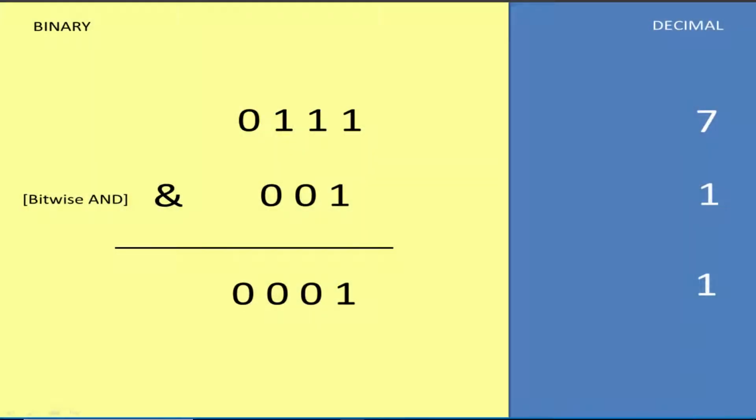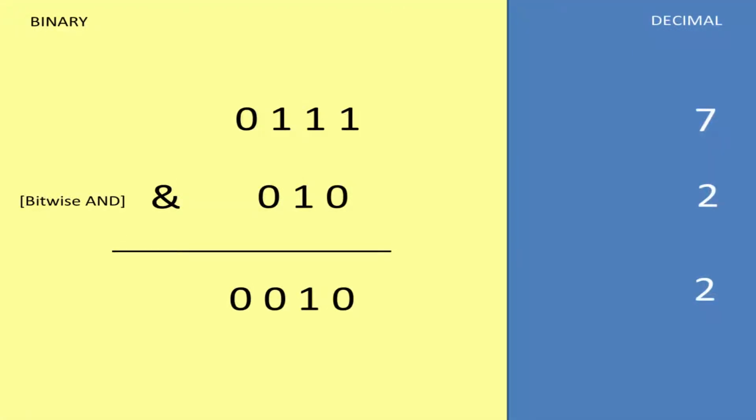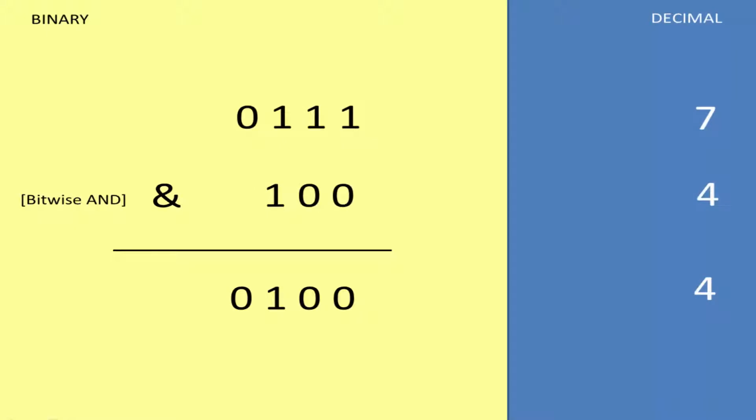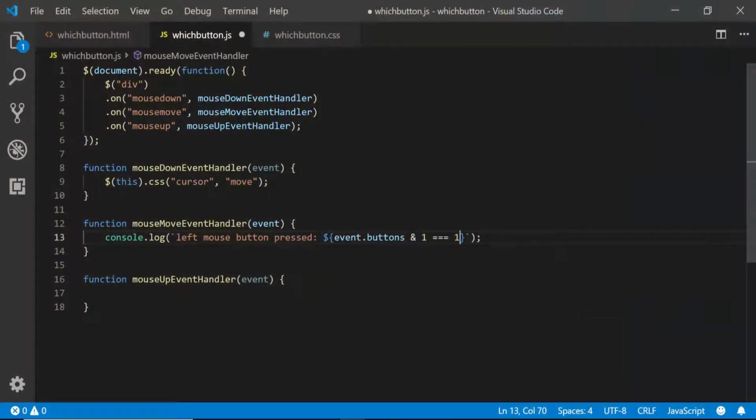If you have the number 7 and if you bitwise AND it with the value 1, that's the binary of 7 and that's the binary of 1. When you AND these, you get back a 1. If you AND the value 7 with a 2, you get back a 2. And if you AND the value 7 with a 4, you get back a 4. Because 7 is 1 plus 2 plus 4. So if I AND it with 1, I should get back 1.